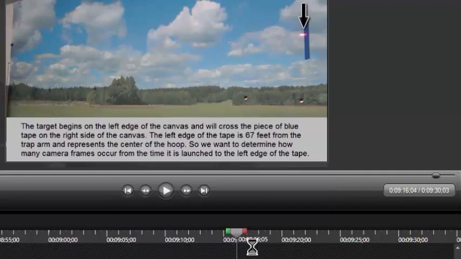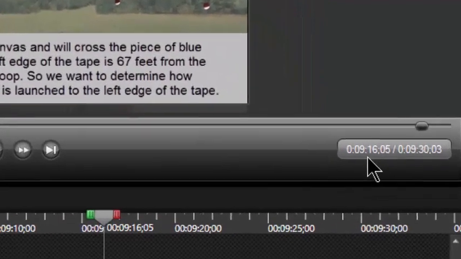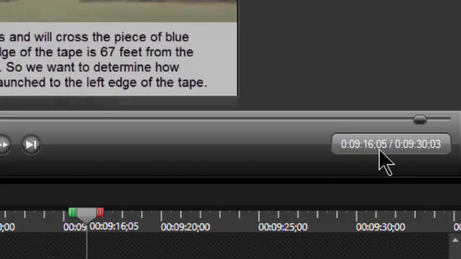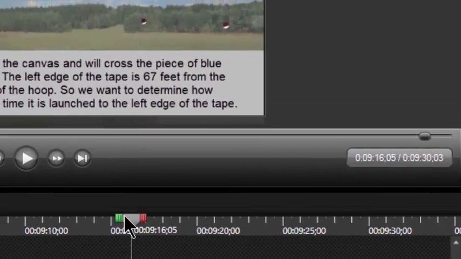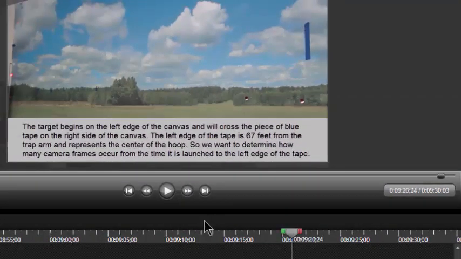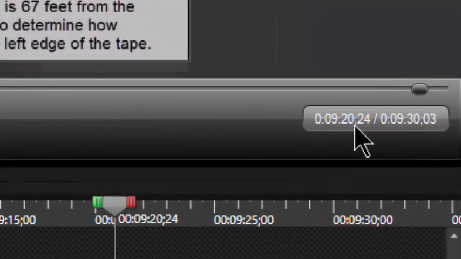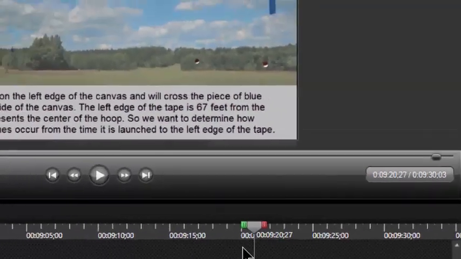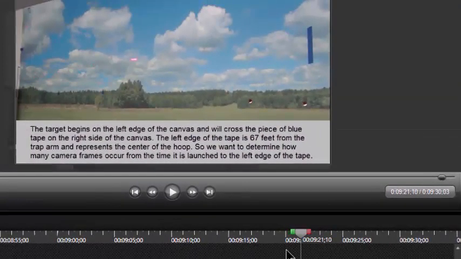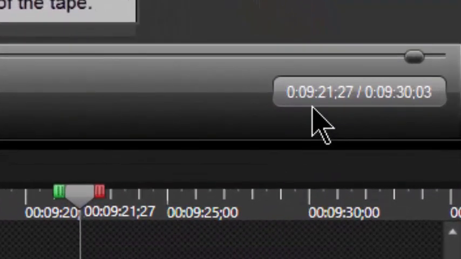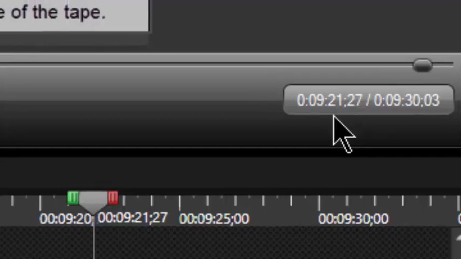And when we get up here, we're going to stop. And there we are. So this is the ending point. And notice down here that it is 9 minutes, 16 seconds, and 5 frames. Or in other words, exactly 33 frames. Now let's go ahead and move on to the point where the next launch takes place. And here we are now, on the second launch, at 9 minutes, 20 seconds, and 24 frames. So let's move our way across and see how many frames. And here we are at 9 minutes, 21 seconds, and 27 frames, exactly 33 frames.